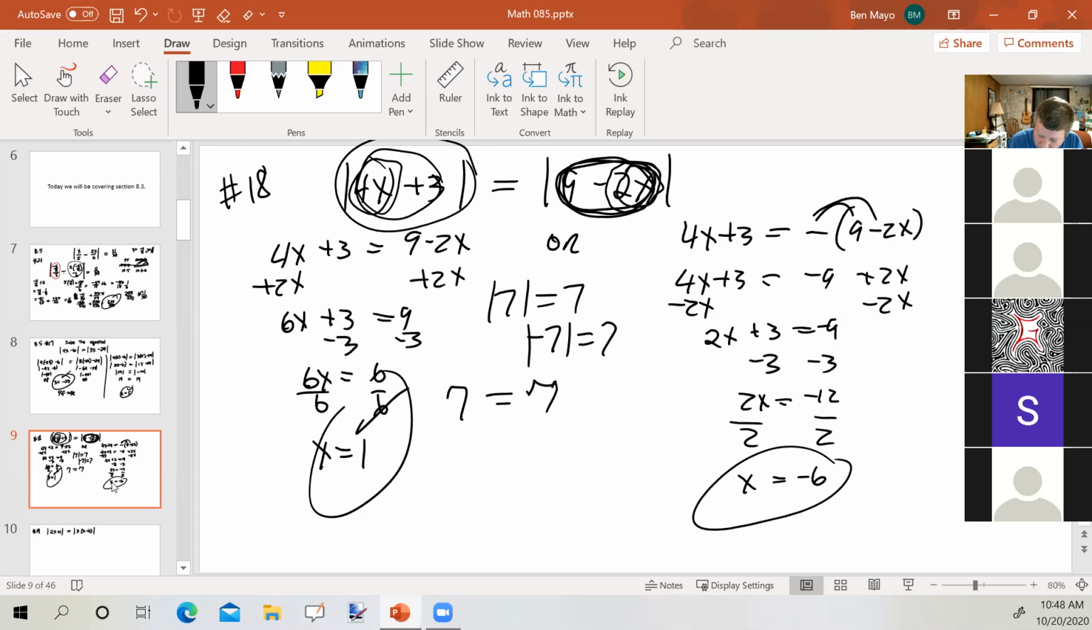Okay, let's do the negative 6. Of course, I totally obliterated the problem here, but 4x plus 3, what's 4 times negative 6? Negative 24. Negative 24 plus 3, negative 21. What's the absolute value of negative 21? 21. Okay, what's 2 times negative 6? Negative 12. What's 9 minus negative 12? That would be 9 plus 12, which is 21. What's the absolute value of 21? 21, ka-ching, and it checks.